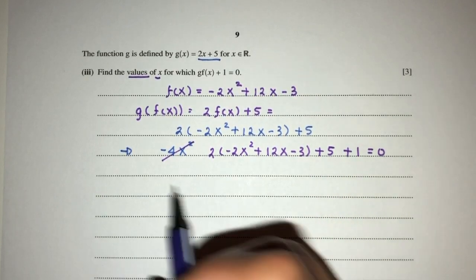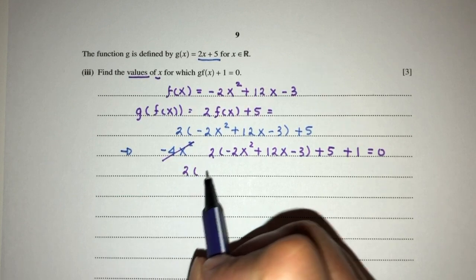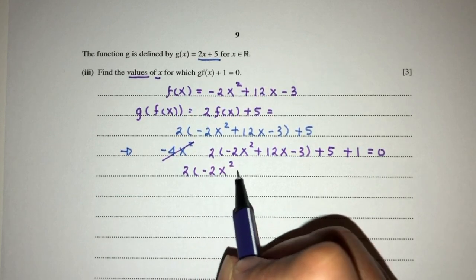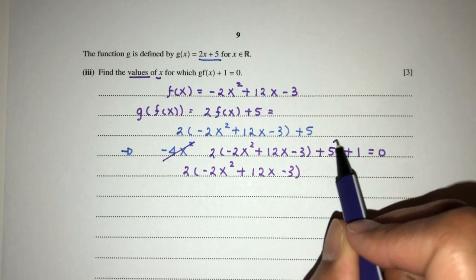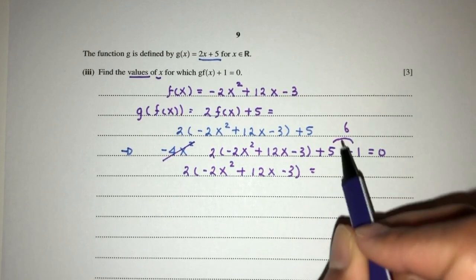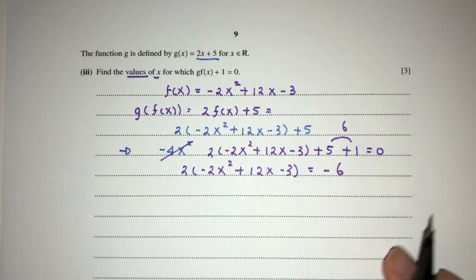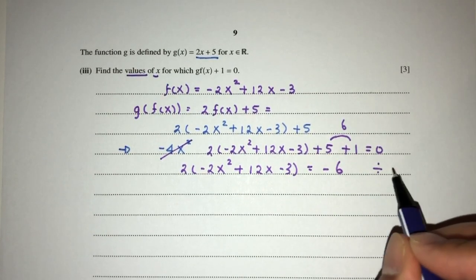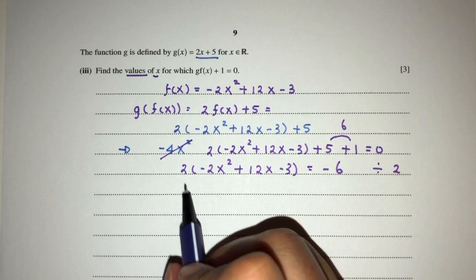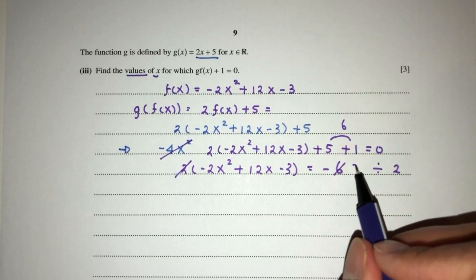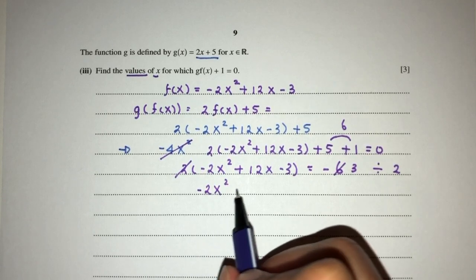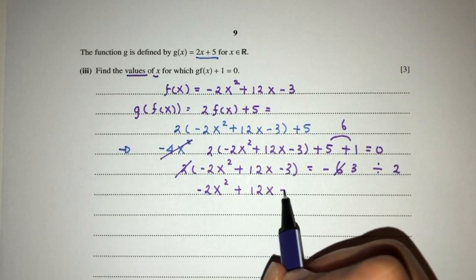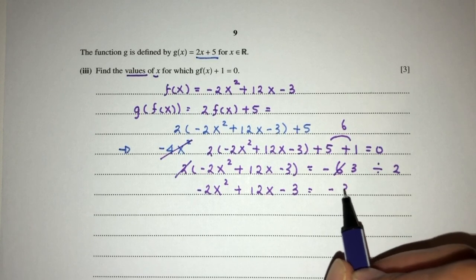So now what we can do is we can simplify. So 2 here, that will be the same thing for now, right? And then we can send this value here. So 5 plus 1 is 6. Send this over here, it becomes minus 6. Now we can divide by 2 everywhere. You will have, this will cancel out, and this will become minus 3. So you will have minus 2x squared plus 12x minus 3 equal to minus 3.